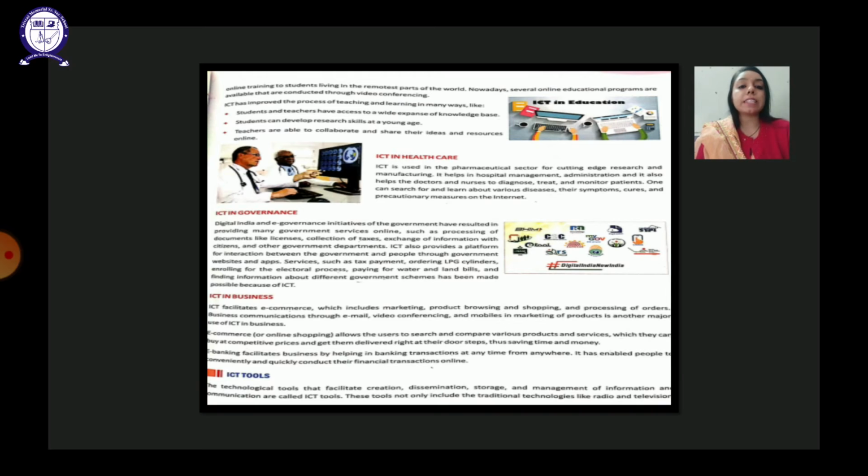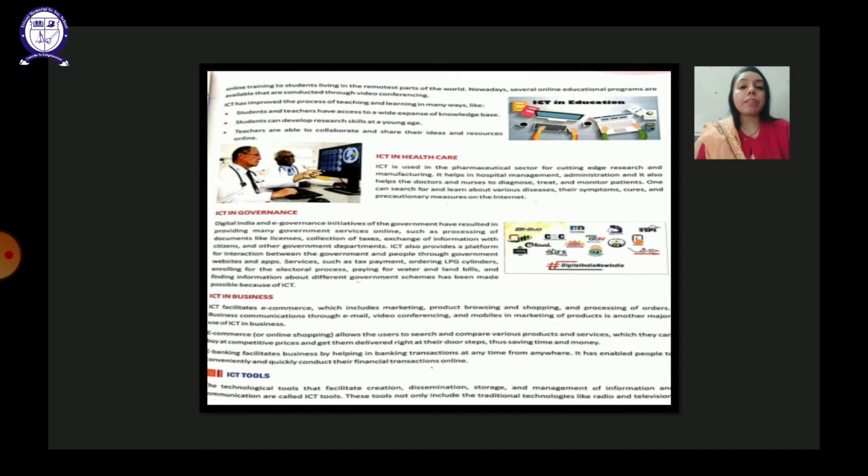Next we have ICT in business. So whenever we talk about business, the thing which comes into our mind is selling and purchasing of goods. Okay, so e-commerce is the term used for online shopping. Like you have Amazon, Flipkart, Myntra, eBay and many other websites with the help of which you can sell and purchase goods over the internet. You need not go to any place and purchase anything. It saves your time as well as money, and the product is delivered at your doorstep, right?